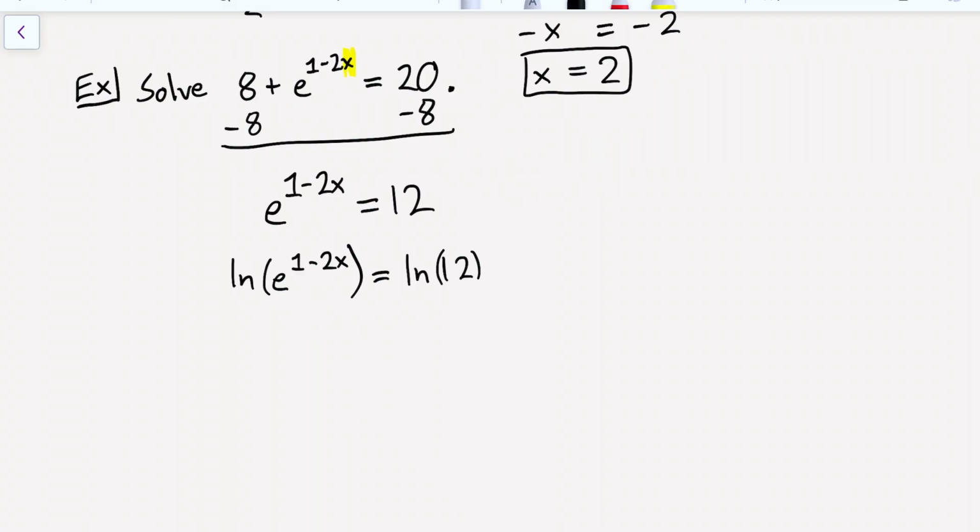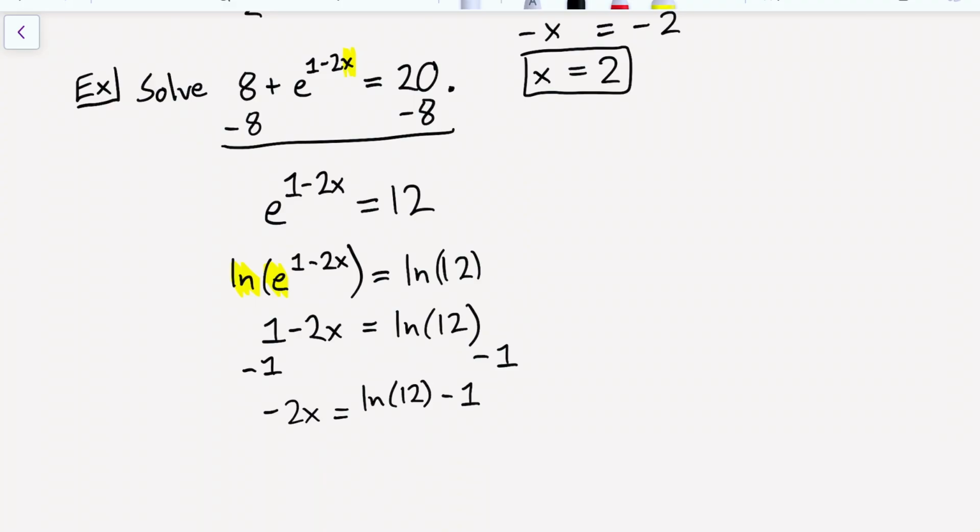Now, the reason I chose the natural logarithm is because that's the inverse of the exponential function with base e. One of the properties that we saw for logarithms is that the natural log of e to the power of something equals that something. So the natural log of e to the 1 minus 2x is the same as 1 minus 2x. And that allowed me to begin to isolate the x value and solve for x here. Let's subtract 1 from both sides. I have negative 2x equals natural log of 12 minus 1.